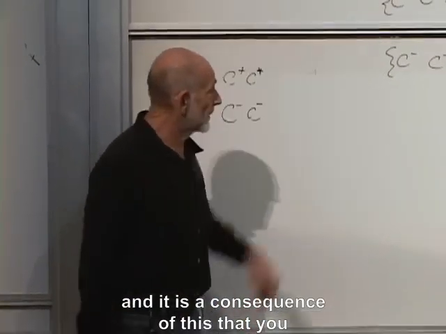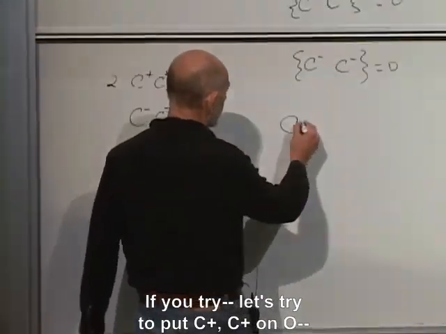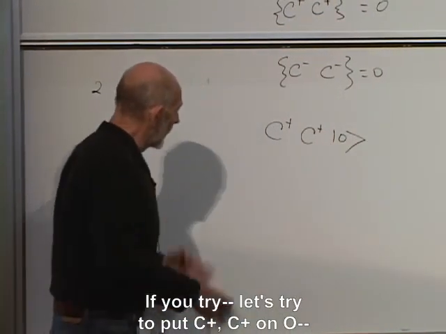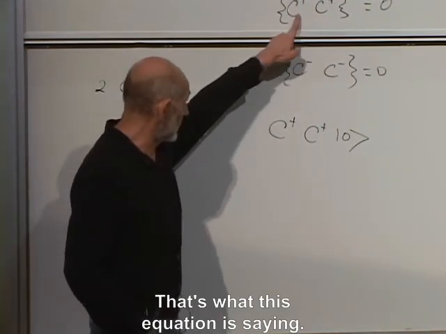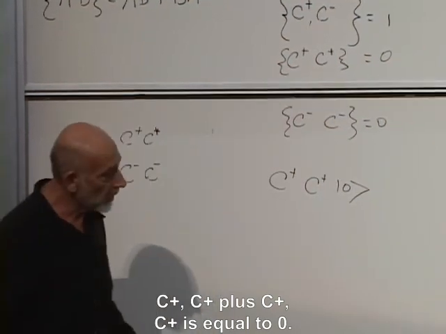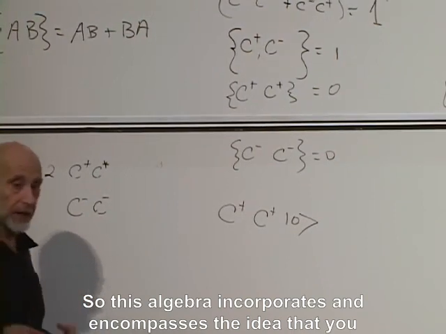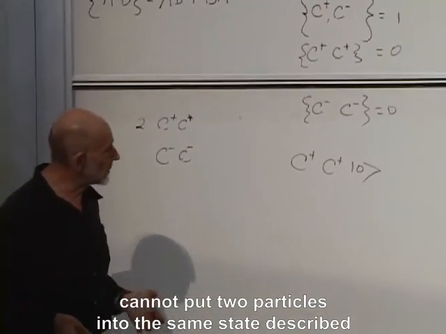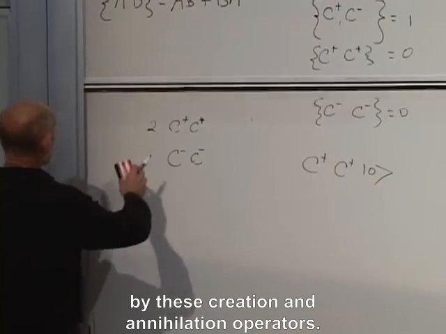And it is a consequence of this that you can't put two particles in the same state. If you try, that's trying to put C plus on C plus, and C plus times C plus is 0. Okay? That's what this equation says. C plus C plus is equal to 0. So this algebra incorporates and encompasses the idea that you cannot put two particles into the same state described by these creation and annihilation operators.